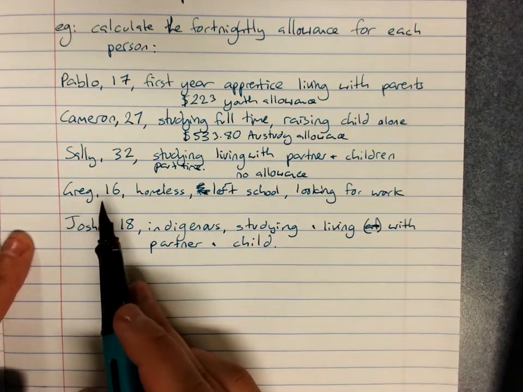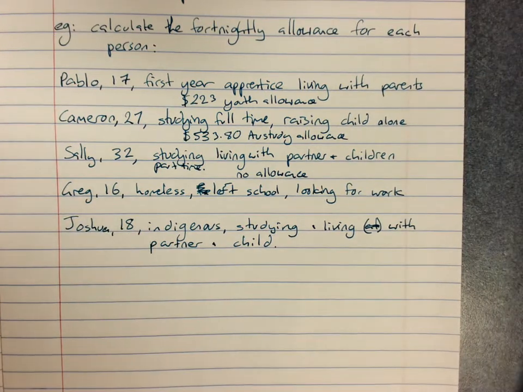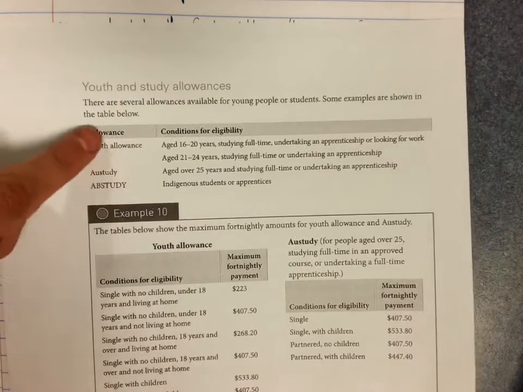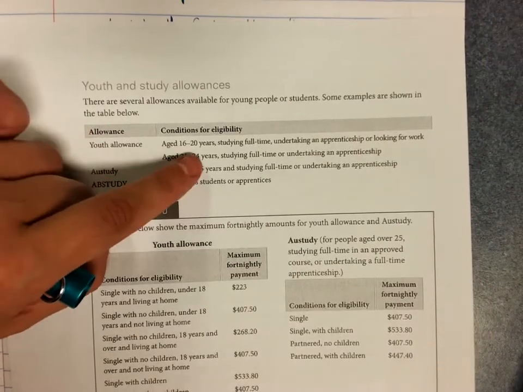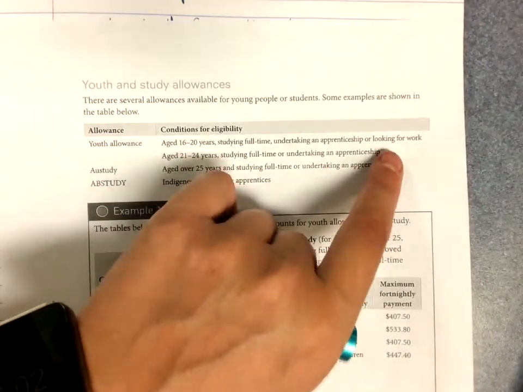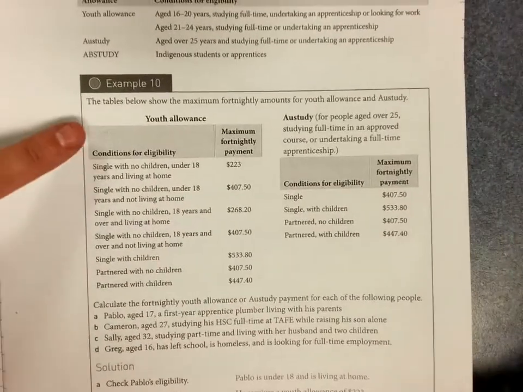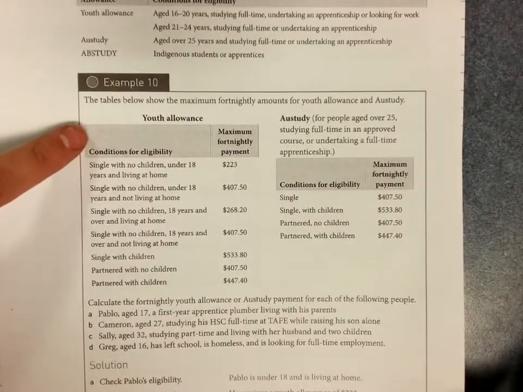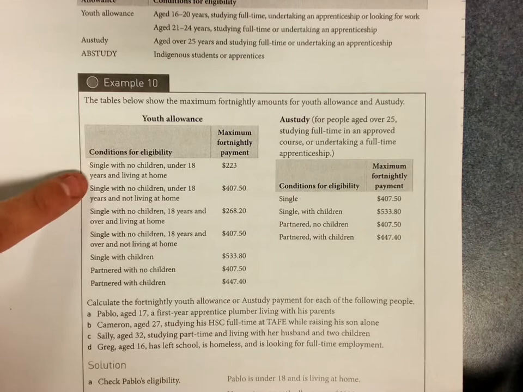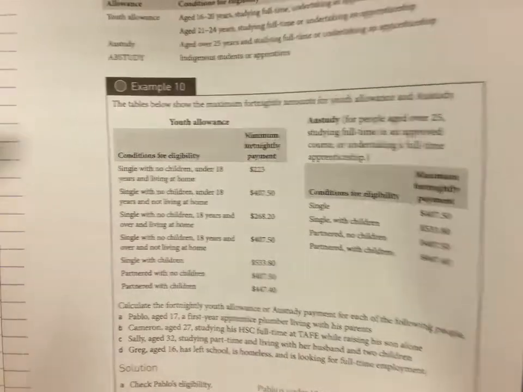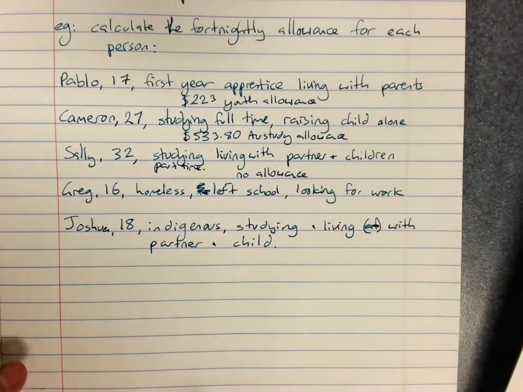Greg, who's 16, homeless and has left school and is looking for work. So youth allowance at 16 to 20, looking for work. We go to youth allowance, single, under 18, not living at home, $407.50.